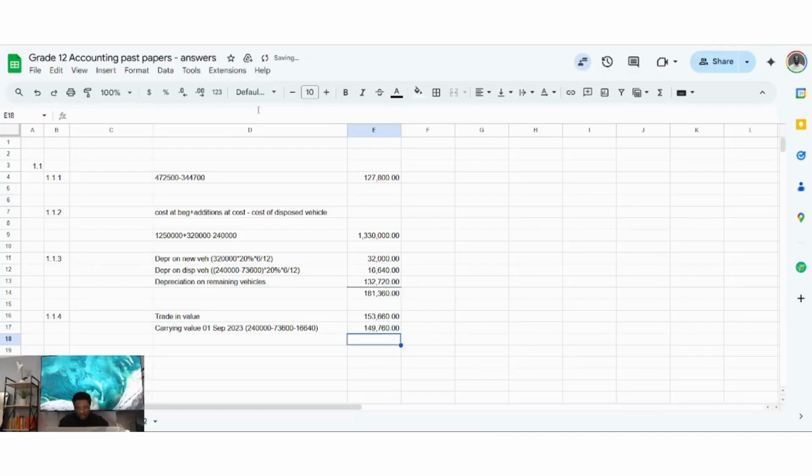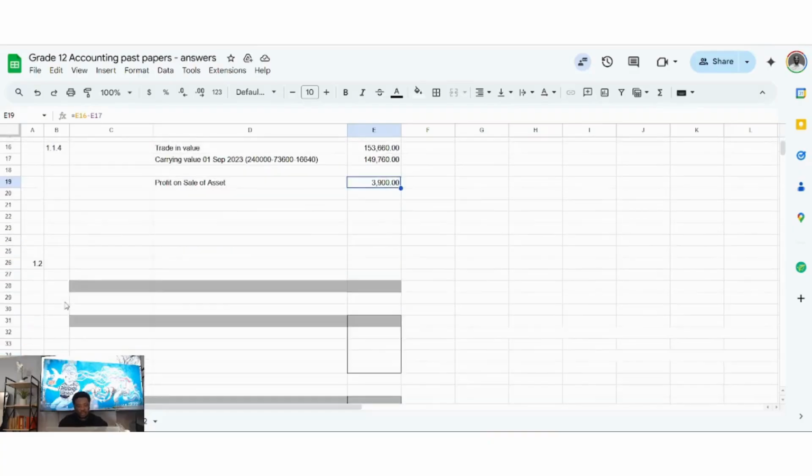So the carrying value of this vehicle is 149, and it was traded in for 153,660, and based on this it would have been a profit. So we have a profit on sale of asset. We'll just take 153 minus 149, and that gives us 3,900. Okay, cool. So that's the start to the first question, which is 1.1, and we're now moving to 1.2.